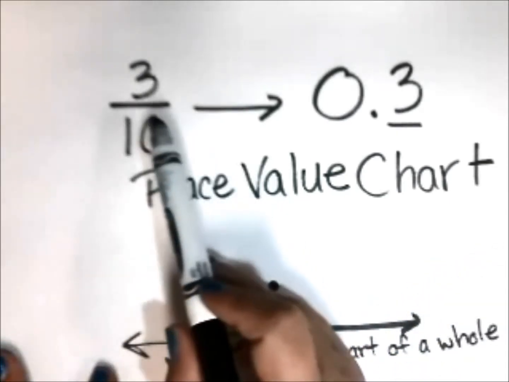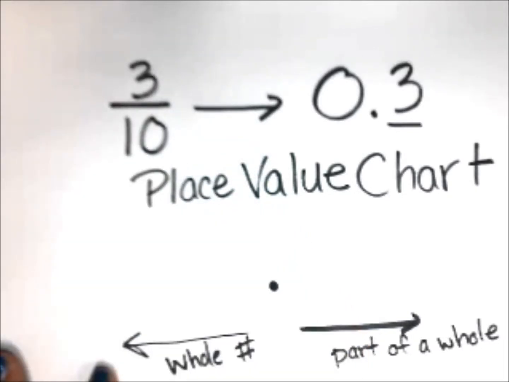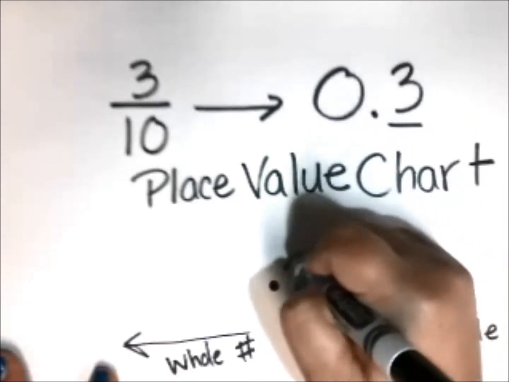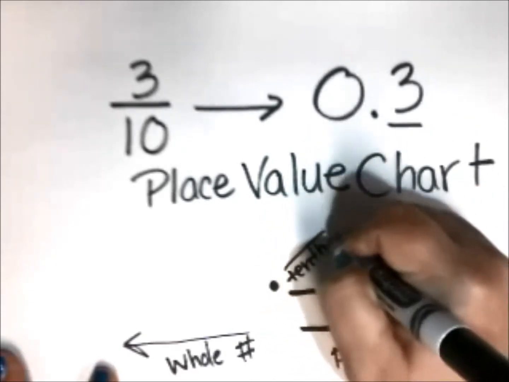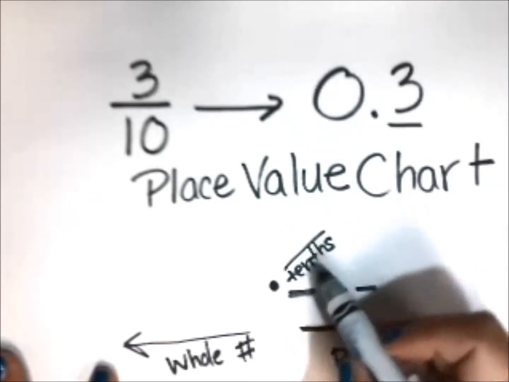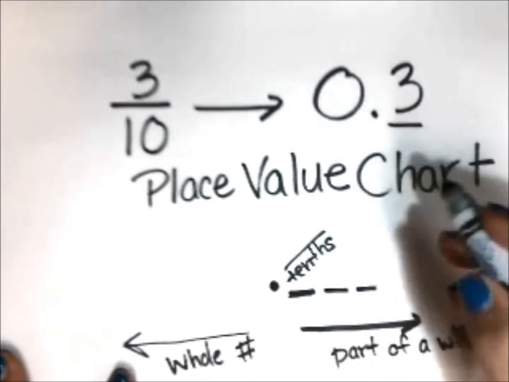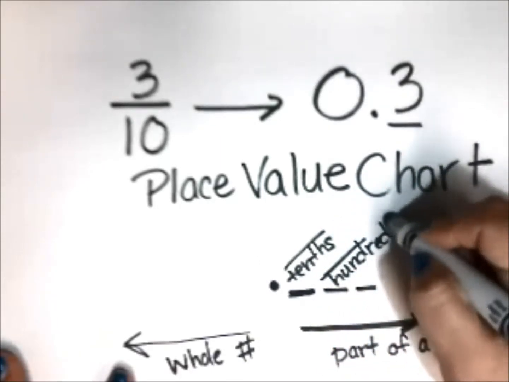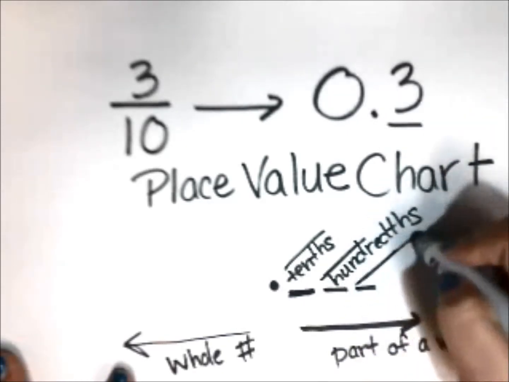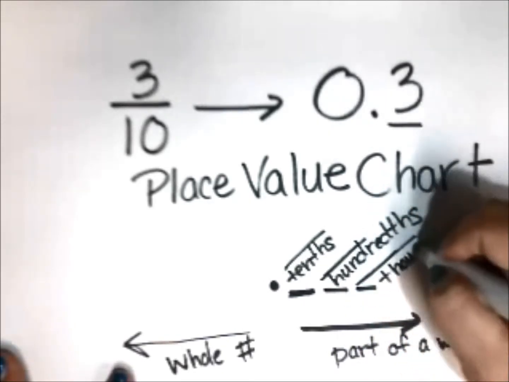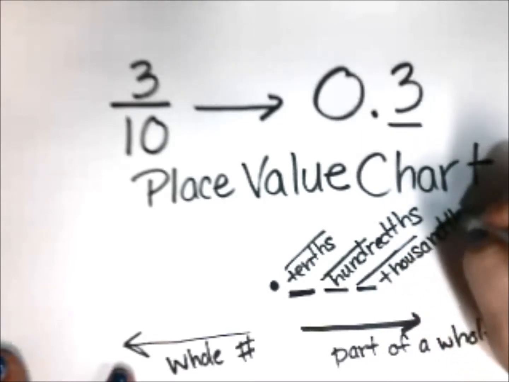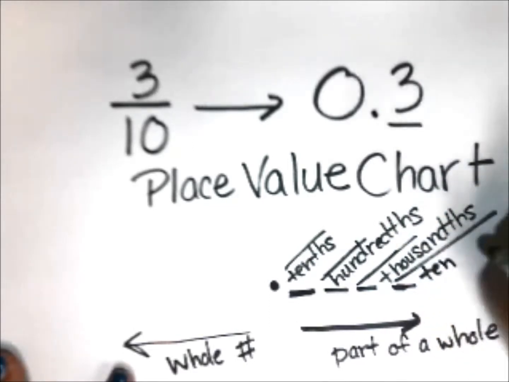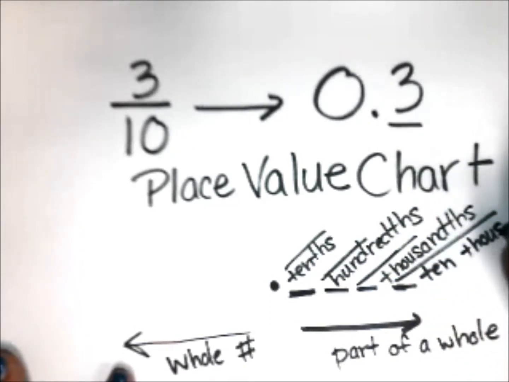So in this instance where I have 3/10, I need to know where the tenths place is. And here, I'm going to make the tenths place. This first spot following the decimal point. Then we have the hundredths place. And then we have the thousandths place. And even further still, we have the 10,000ths place.